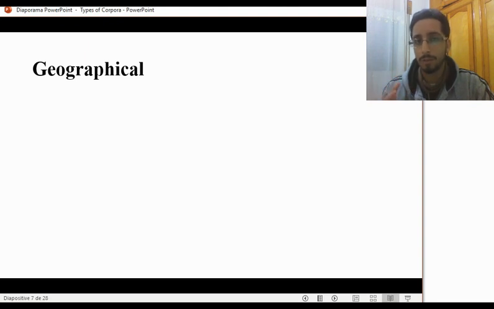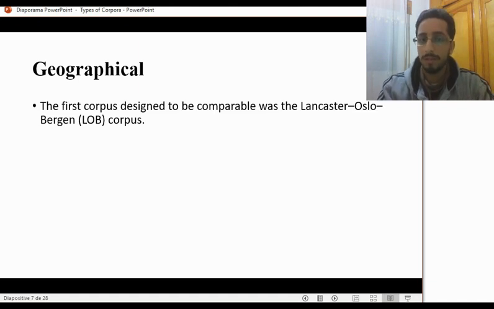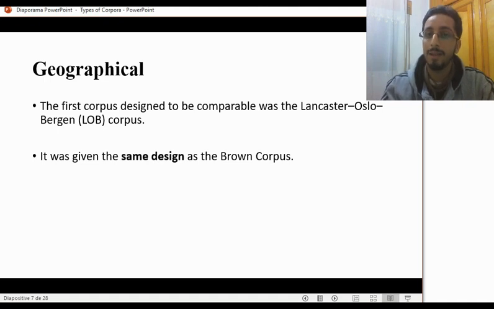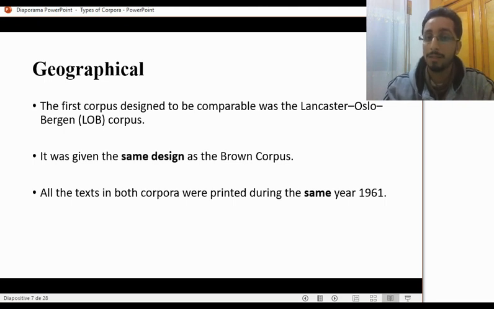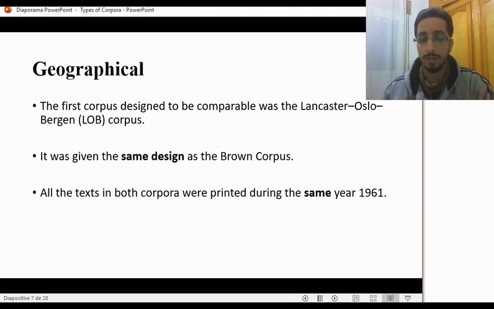Now, the first corpus to ever be created in order to make a geographical comparison is actually the LOB corpus, the Lancaster, Oslo, Bergen corpus. Now, this is a corpus of British English, and it was compiled with the sole purpose of making it comparable with the Brown corpus, the one of American English that we have just talked about. Now remember, since the LOB corpus was created in order to be comparable with the Brown corpus, then the LOB corpus was given the same design as the Brown corpus, and all the texts in both corpora were printed during the same year, which was 1961. So this will allow for the comparison to be as accurate as possible, right?